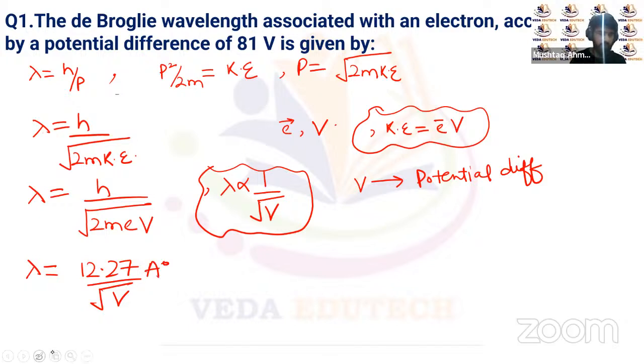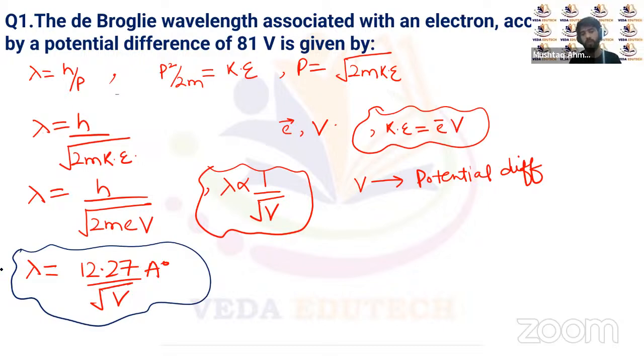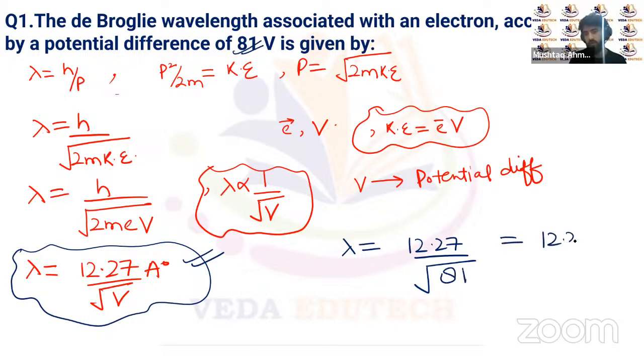It's a very important relation to calculate the de Broglie wavelength of an electron when it is accelerated through a potential difference of V volt, right? So in this question, that is 12.27 upon root of 81, because it's accelerated through a potential difference of 81 volt. It will be root of 81, or we can write it as 12.27 over 9, so it will be approximately 1.36 angstroms.